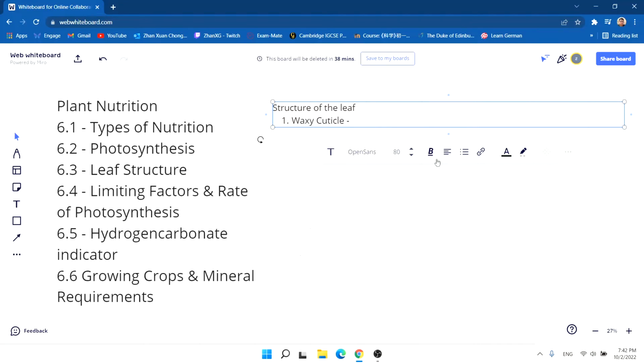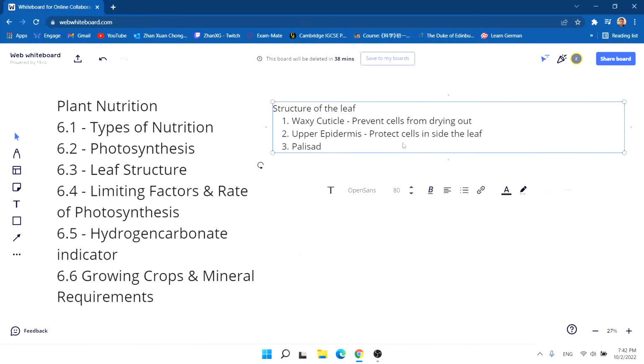So the waxy cuticle is to prevent cells from drying out. Secondly, we have the upper epidermis. The upper epidermis is to protect cells inside the leaf. Third, we have the palisade layer, which is where photosynthesis happens.